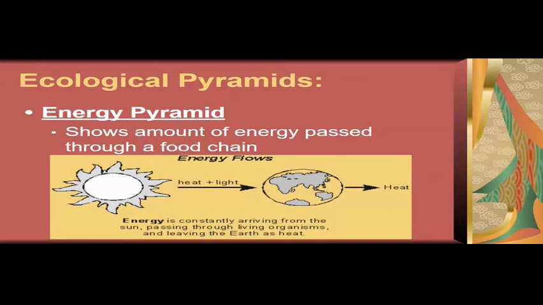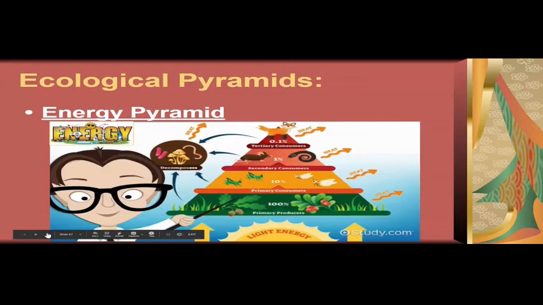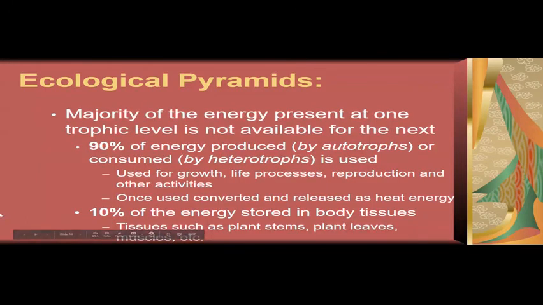An energy pyramid shows the amount of energy passed through a food chain. A majority of the energy present at one trophic level is not available for the next. And that's because 90% of the energy that's produced by autotrophs or that's consumed by heterotrophs is used. And it's used for growth, life processes, reproduction, and other activities.